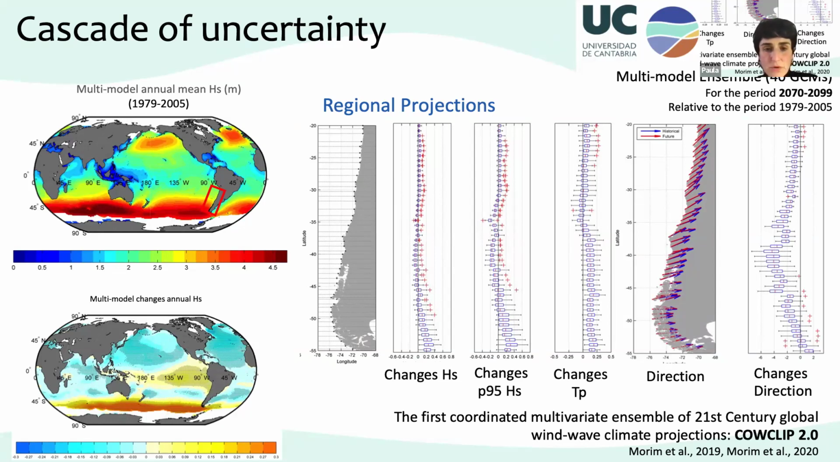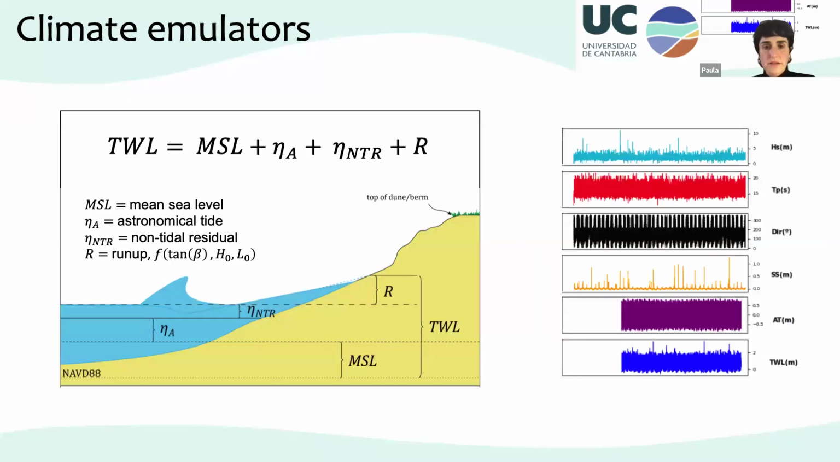And here we can see the result just for the west coast of South America. One of these advantages is that we can quantify the uncertainty, not only the mean changes, but what could be the uncertainty in the different parameters of the sea states.